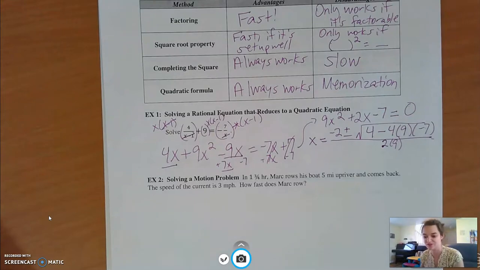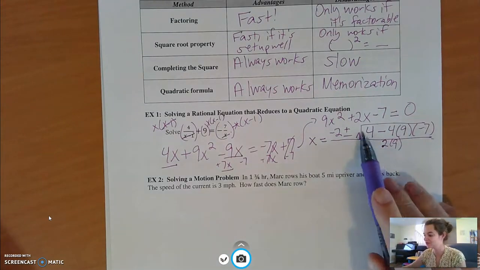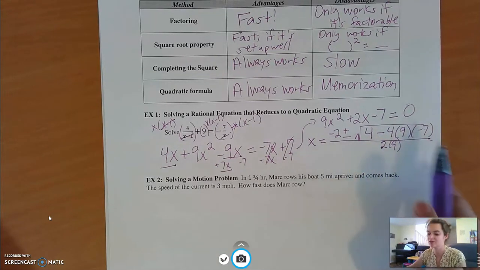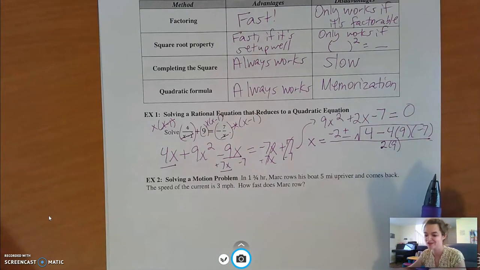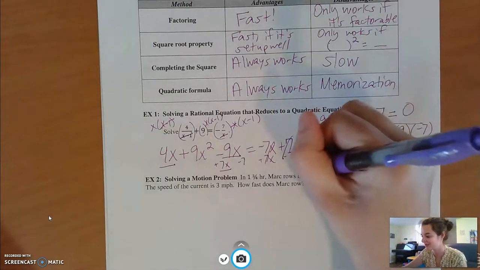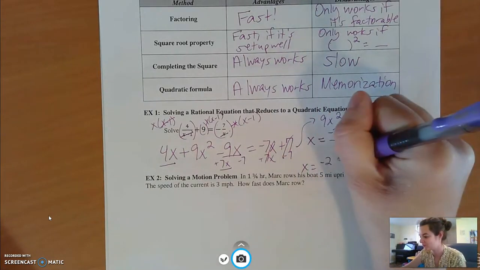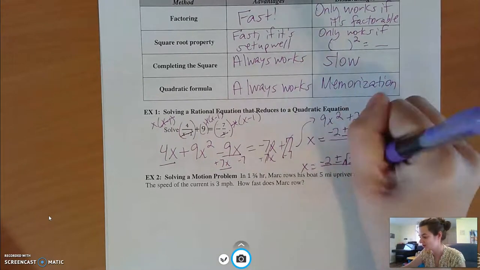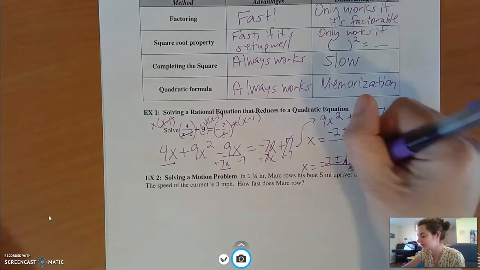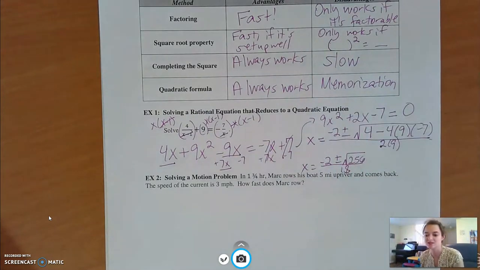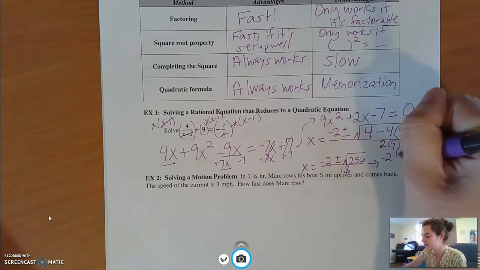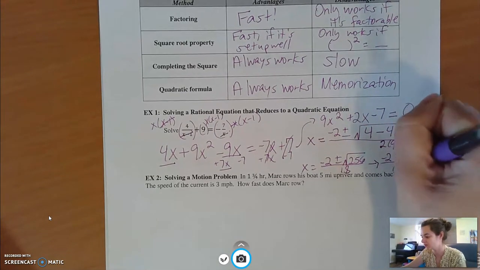Then it's a lot of simplifying from here. If you do what's inside of the square root first, 4 minus 4 times 9 times negative 7, and you type that in your calculator, what you're going to get is 256. So I'm going to have x equals negative 2 plus or minus the square root of 256 all over 2 times 9, which is 18. 256 is actually a perfect square. It's 16 squared. So I can take that square root. So now I'll have negative 2 plus or minus 16 all over 18.